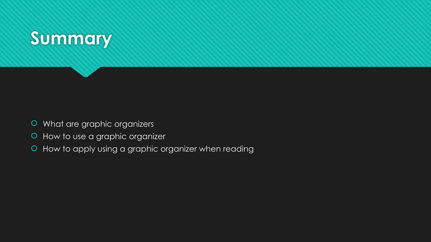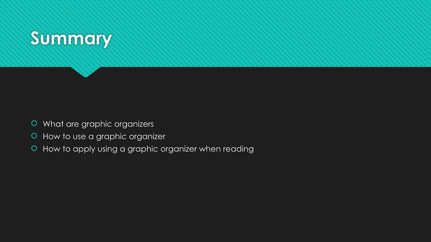So let's review. What are graphic organizers? How do you use a graphic organizer? And can you apply it to using a graphic organizer when reading to order a sequence of events? Graphic organizers are organizers to use when you are looking to remember things, order things, or write things down to review at a later time. It's a way to organize your thoughts and your ideas.